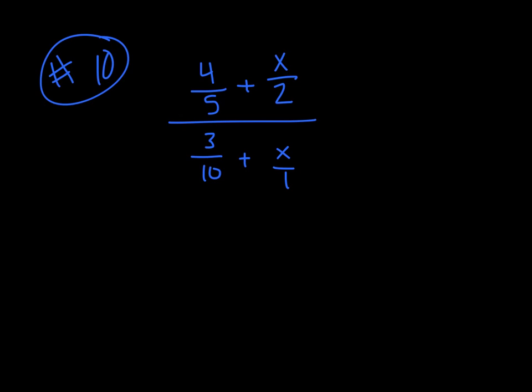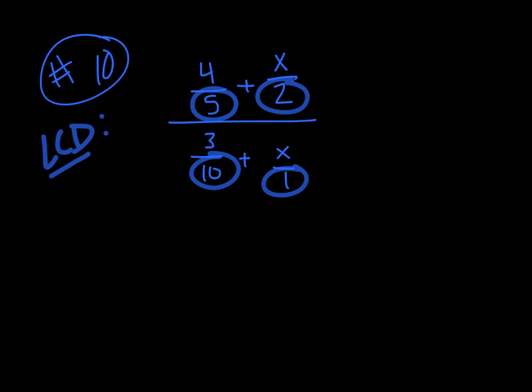So what you're doing is looking at all of your denominators. So your denominators are 5, 2, 10, and 1. And we're going to try to find the lowest common denominator here. So if they're all numbers, none of them are a variable, none of them are x's, the lowest common multiple, the lowest number that 10, 5, 2, and 1 go into is 10. So that's going to be, just like what we did before, the new common denominator for the top and bottom.